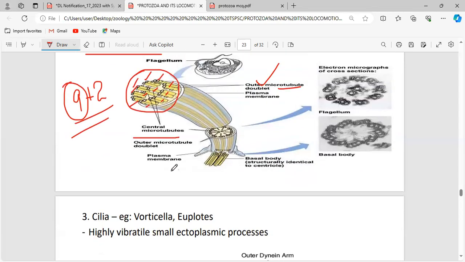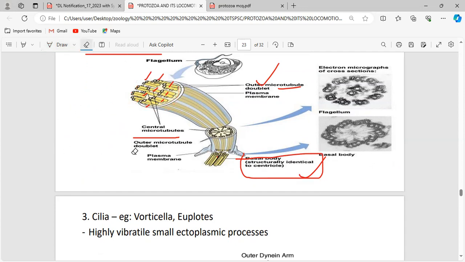Next, where are these arising? From the basal body. This basal body is structurally identical to the centriole. From this basal body, the microtubules will arise.